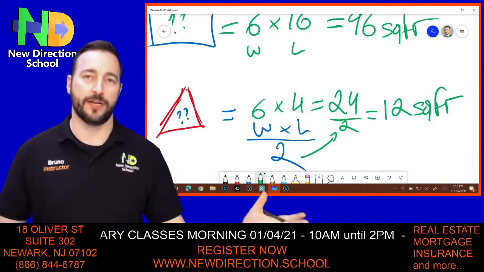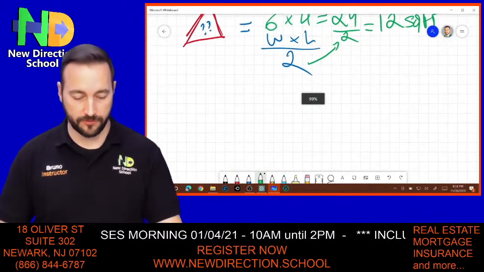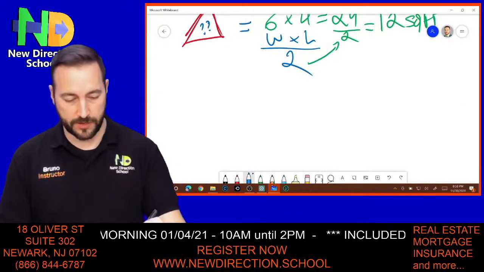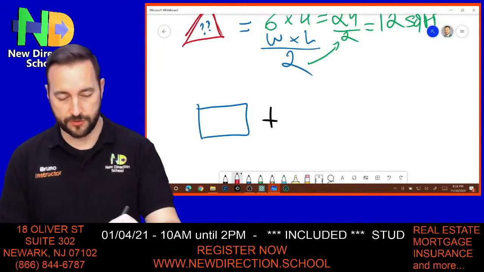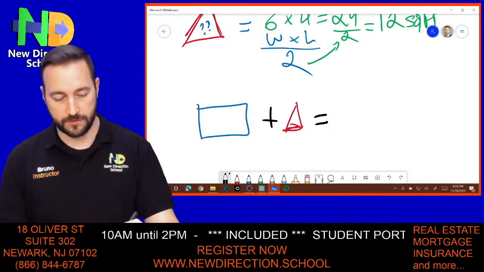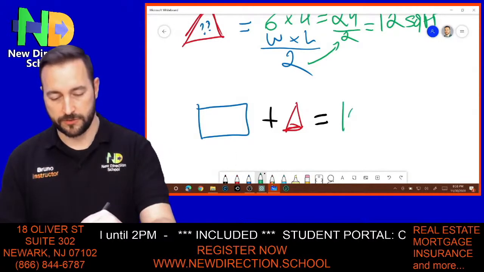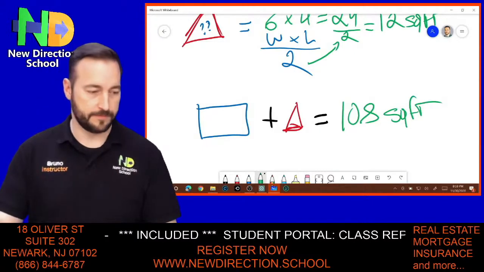Now, we separated it once. We got to put it back together. We have two areas. So we have a rectangle. We're going to add the triangle. That equals 108 square feet.